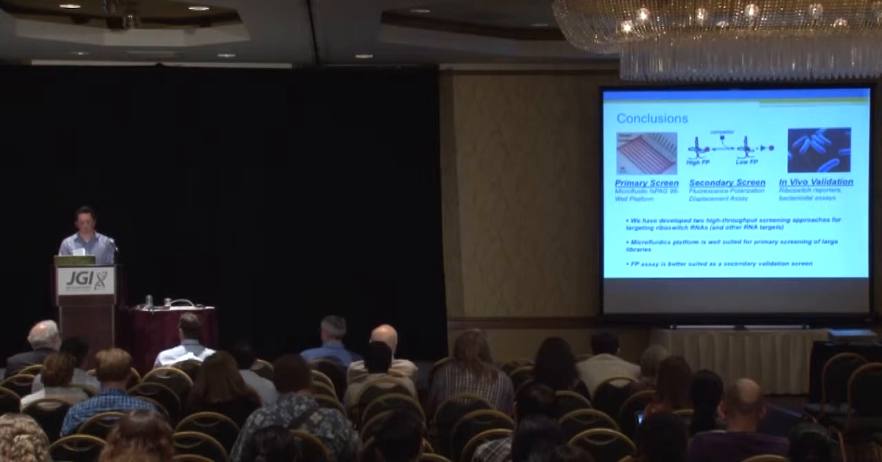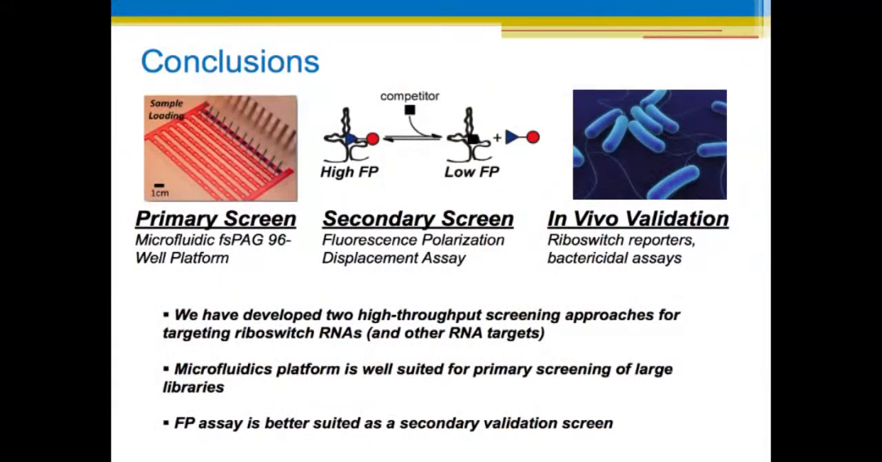And so in conclusion, I've told you about 2 assays for targeting riboswitch RNAs, and we think that the microfluidics platform is actually pretty promising as a primary screen for screening compound libraries against libraries of RNA sequences. And then we also have this fluorescence polarization-based screen that we can target SAM riboswitches with as a secondary validation assay. So any compounds that we identify using these screens, we would then follow up using in vivo validation methods.